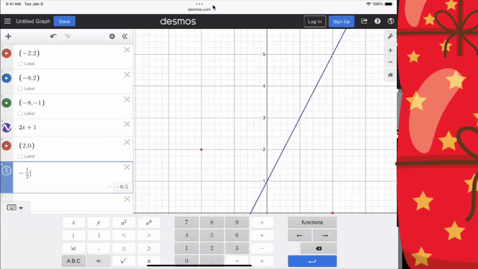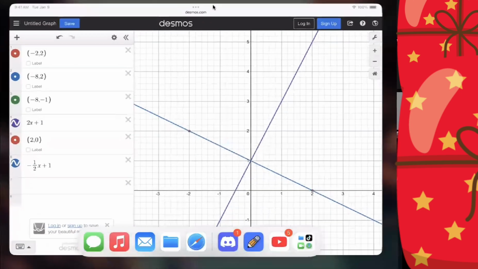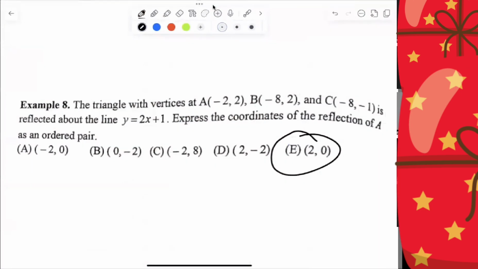Now we put in a coordinate to find the y-intercept, basically to find what the line is. And we get 1 is the right answer for the intercept, and we get that 2, 0 is the correct answer. So both of them work. So the answer is E, basically. These are the two ways.